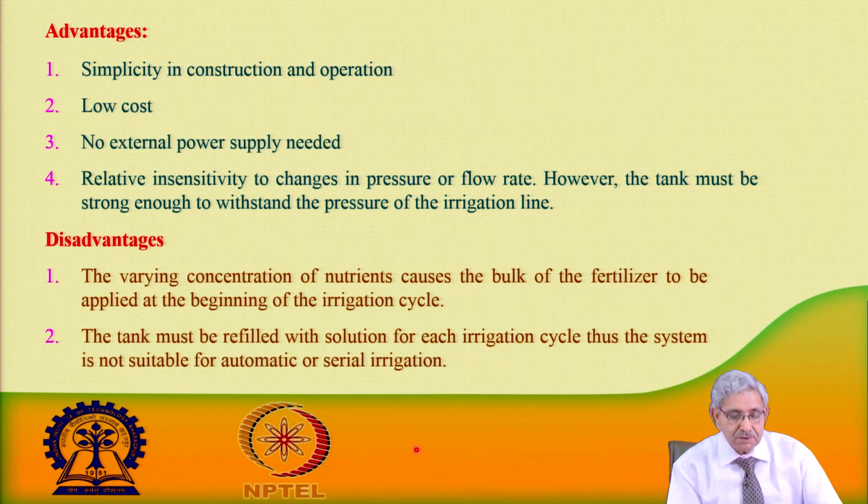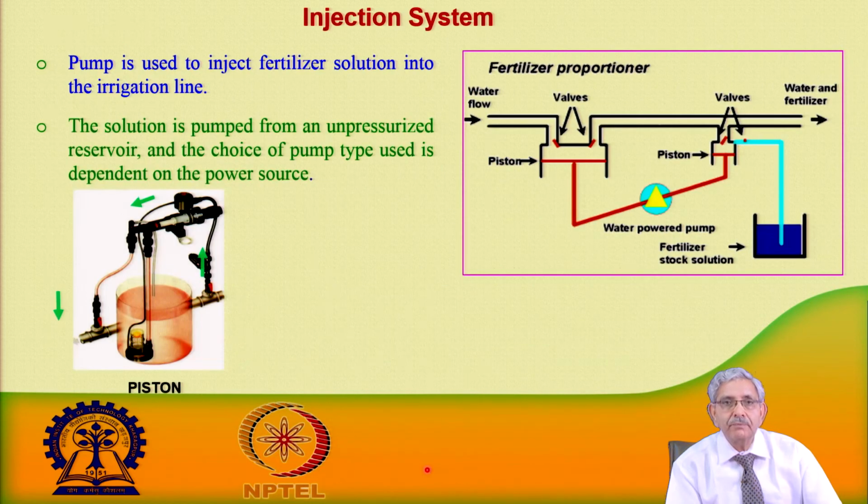There are limitations. The varying concentration of nutrient causes the bulk of the fertilizer to be applied at the beginning of the irrigation cycle. So, initially it gets more concentrated fertilizer and then it is diluted. The tank must be refilled with solution for each irrigation cycle. The system is not suitable to connect with an automatic or serial irrigation system.